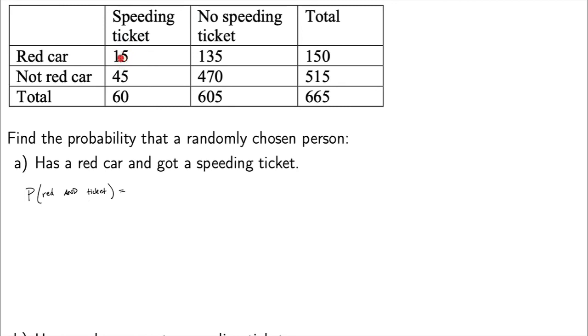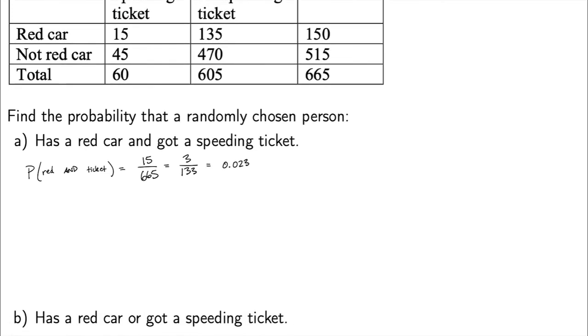We know that 15 people had a red car and received a speeding ticket. And so that's 15 out of our total, and our total is over here, 665. And we can simplify this down to 3 out of 133. If you want, you can write it as a decimal, and so this would be 0.023 approximately.